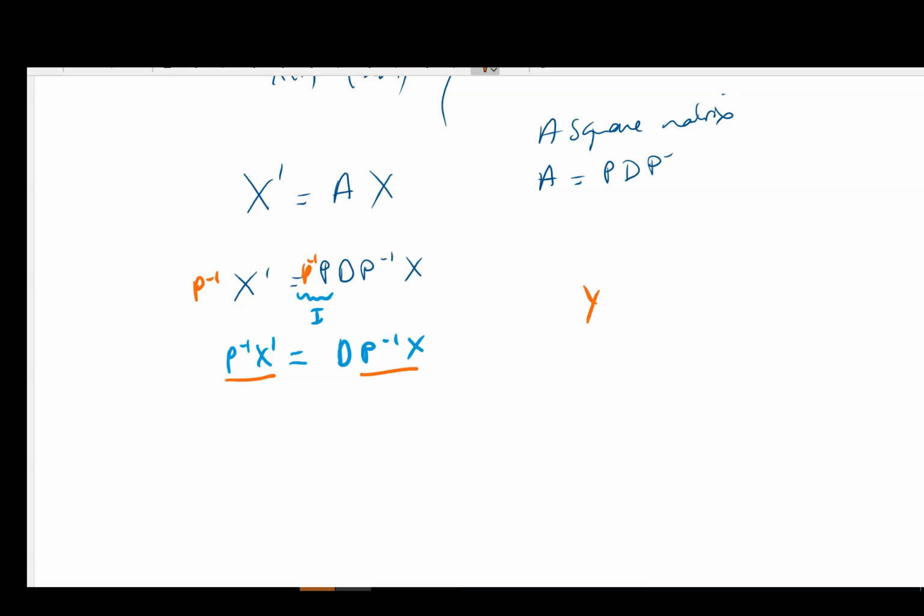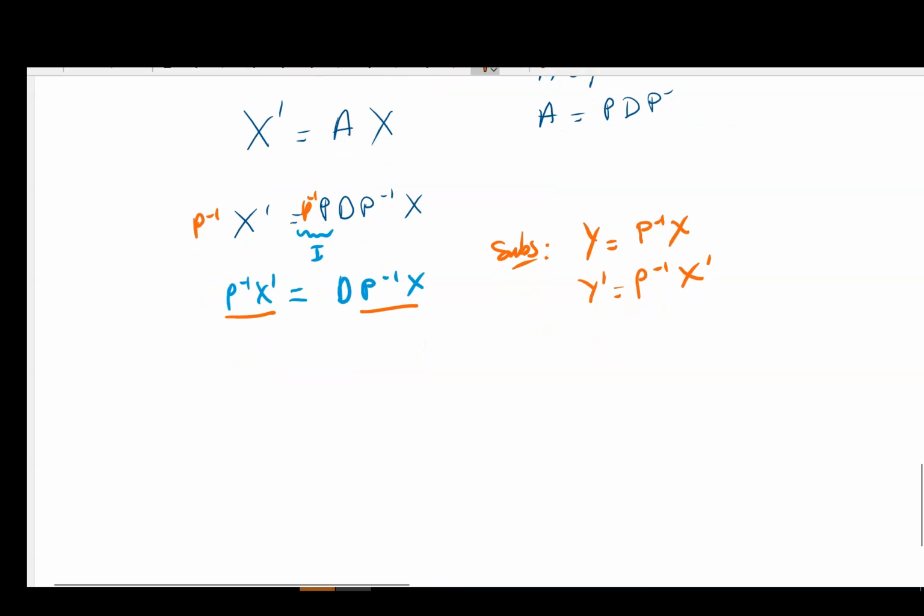Let's put a new variable, so a substitution. Let's put Y is equal to P minus 1 times X, okay? So Y prime is just going to be P minus 1 times X prime, because P minus 1 doesn't depend on t. The only thing that depends on t here is the X. Right, so if I use my Y variable, here I've got Y, here I've got Y prime. Y prime is equal to D Y.